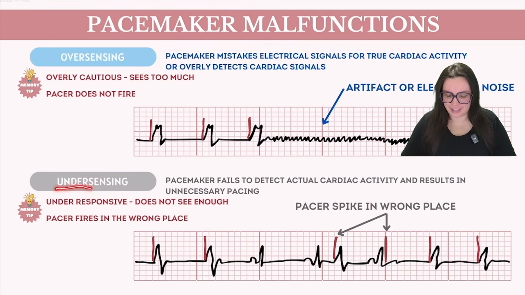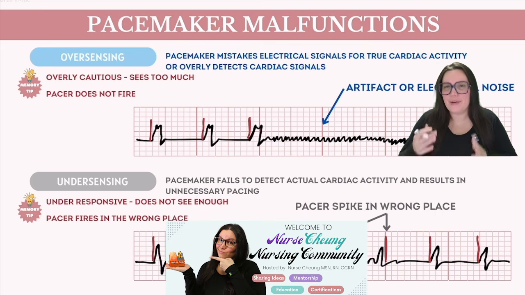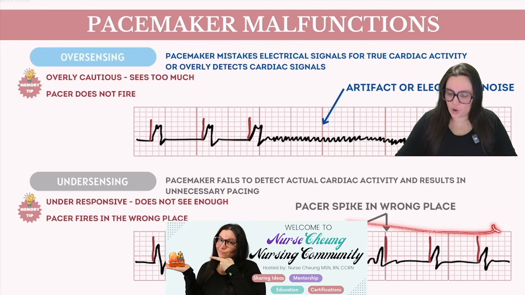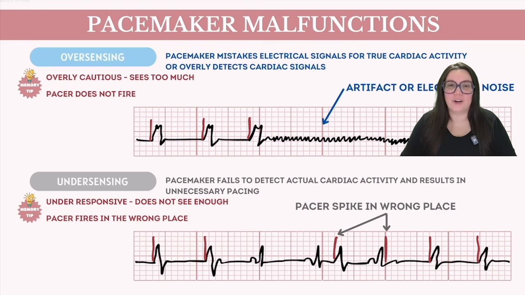And then we have the complete opposite of oversensing. We have undersensing. And undersensing happens when the pacemaker fails to detect actual cardiac events. And what I mean by that is it's the person's own intrinsic rate that's happening underneath the pacemaker's preset settings. This is going to result in unnecessary pacing that can lead to pacing during vulnerable periods of time in our cardiac cycle. Or it can have a failure to deliver pacing when it's truly needed.